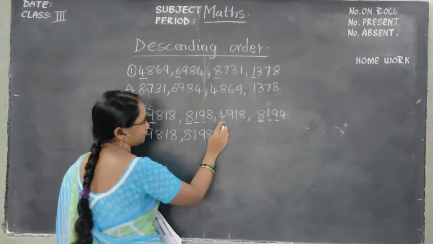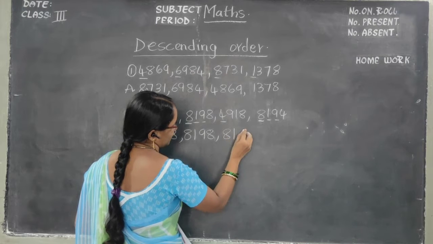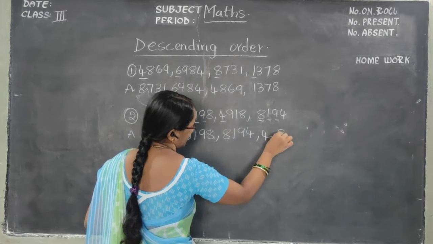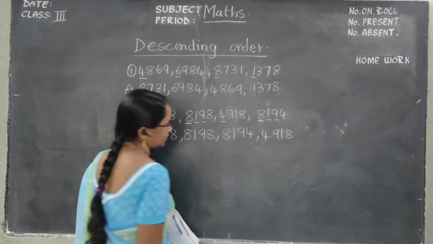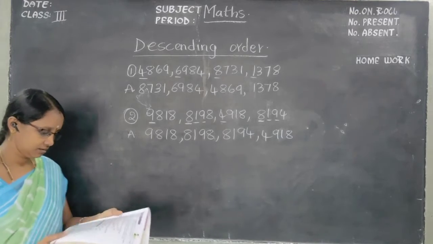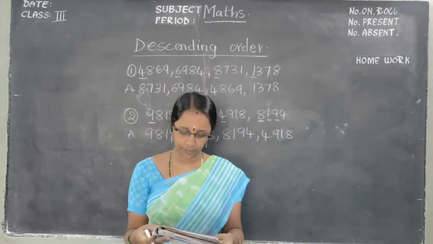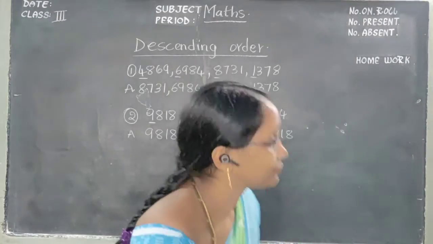8,198. So here 4 and 8. In this 8 is the big. So 8,194 and last is 4,918. Remaining two sums you can do by your own, children. Now turn the page, that is 105.